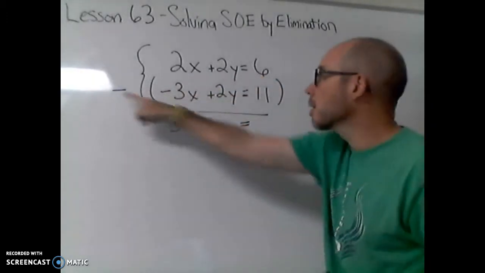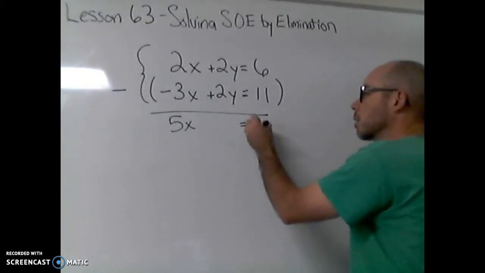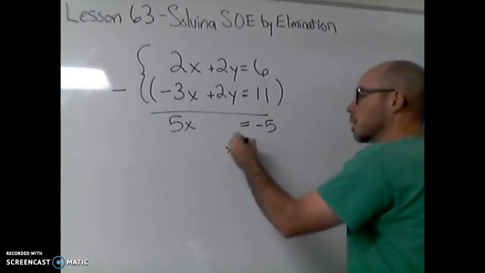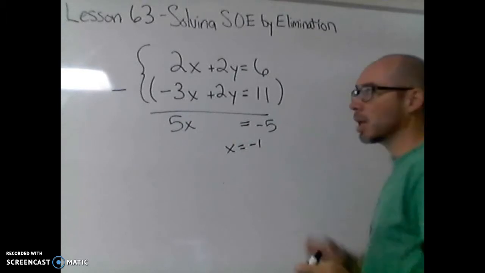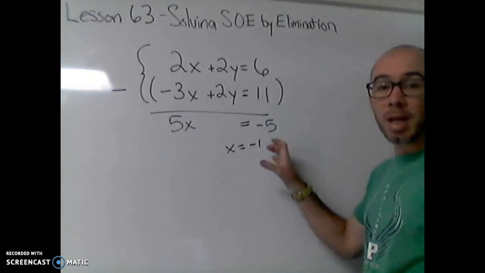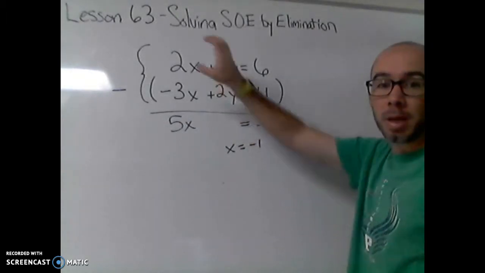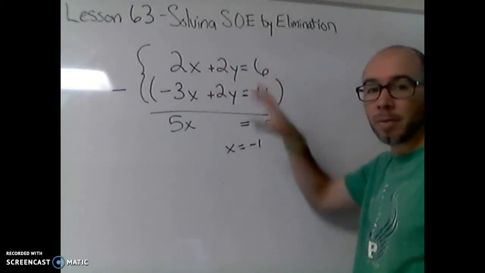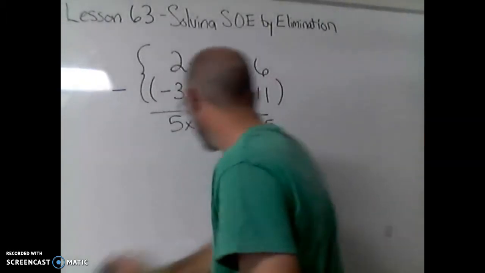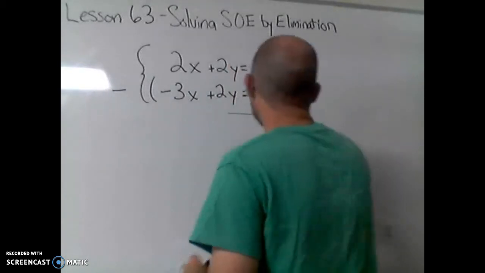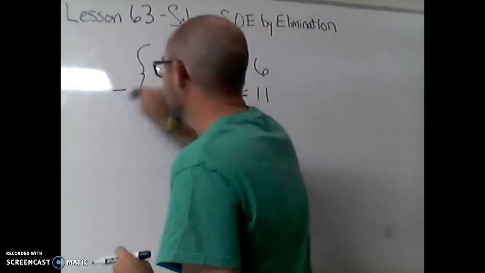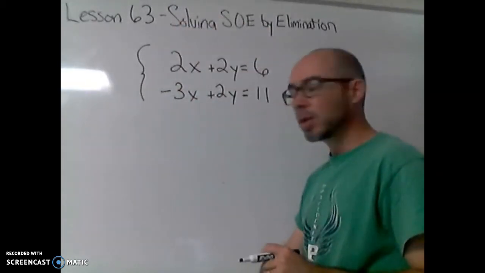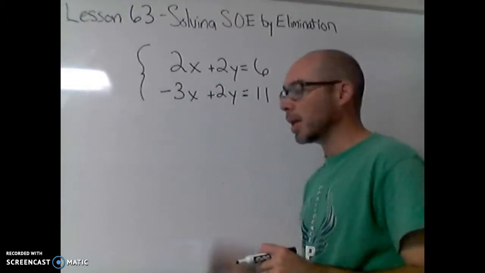We'll get 6 minus 11 is negative 5, and we can see right away that x is going to be negative 1. We use the same method and then take that negative 1 and plug it into either of these equations to solve for y and finish that one off. But, as I said before, subtracting is the same thing as multiplying by negative 1 and then adding.